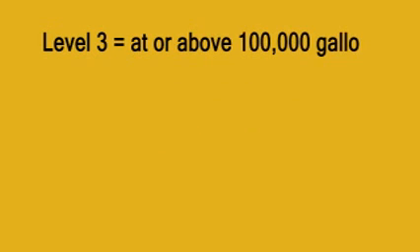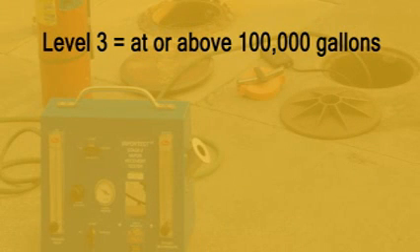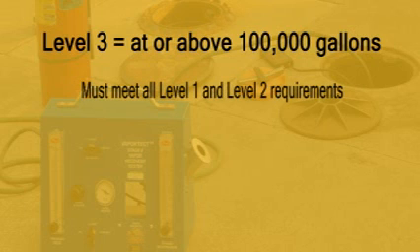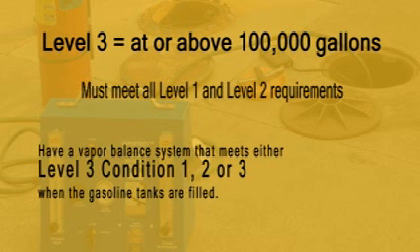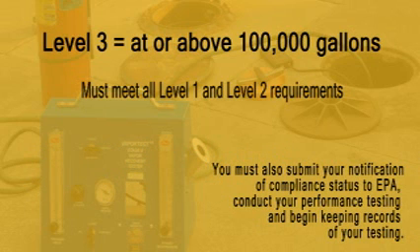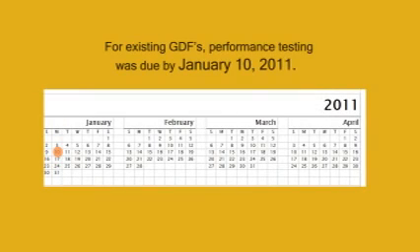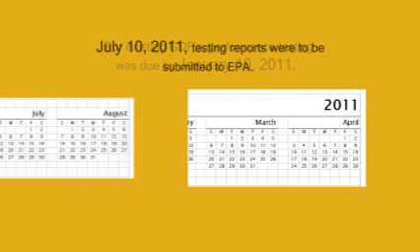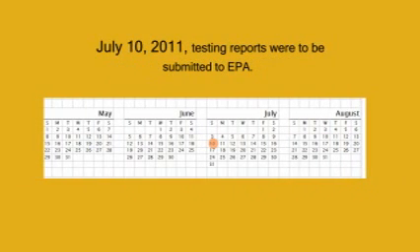And finally, if your monthly throughput is 100,000 gallons or more, you have a number of requirements. As of January 10, 2011, you must meet conditions of both Levels 1 and 2 and have a vapor balance system that meets either Level 3 Condition 1, 2, or 3 when the gasoline tanks are filled. You must also submit your notification of compliance status to EPA, conduct your performance testing, and begin keeping records of your testing. For existing GDFs, performance testing was due by January 10, 2011. By July 10, 2011, testing reports were to be submitted to EPA.